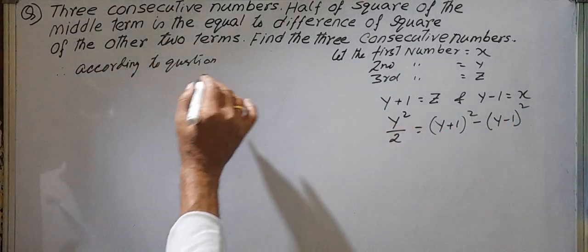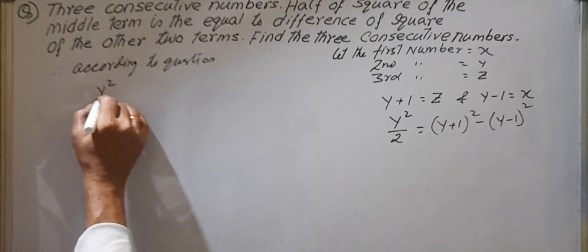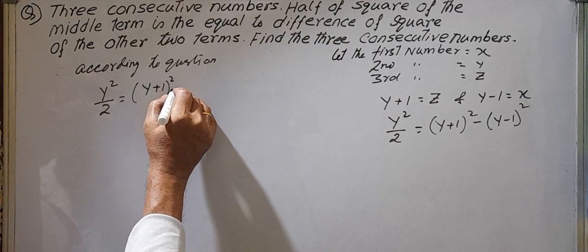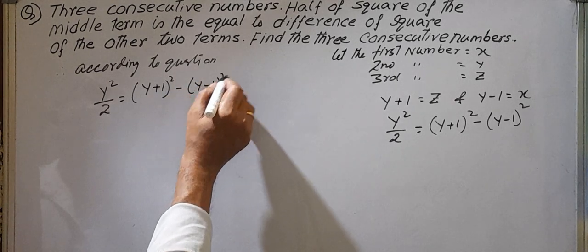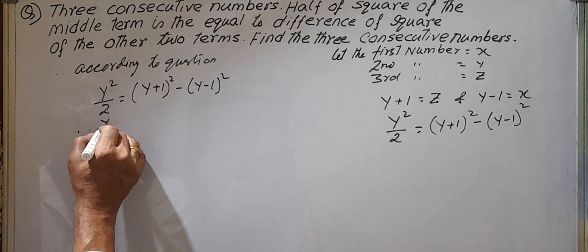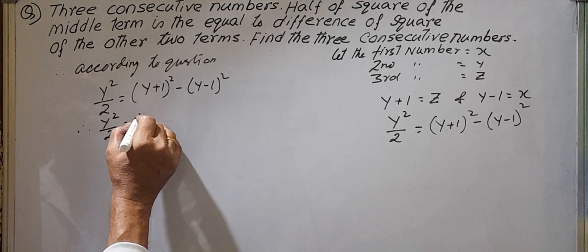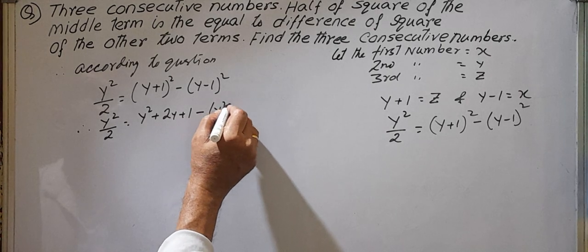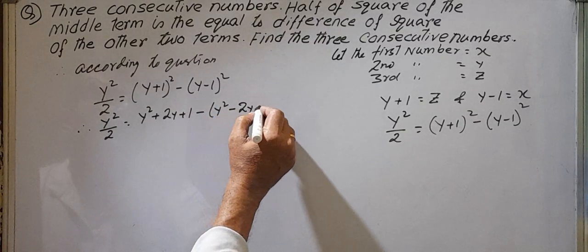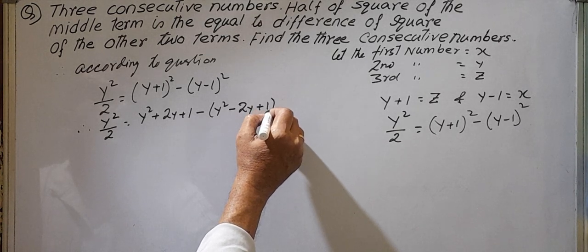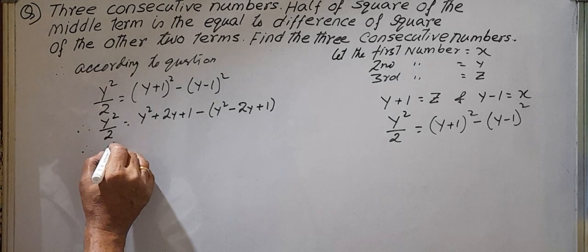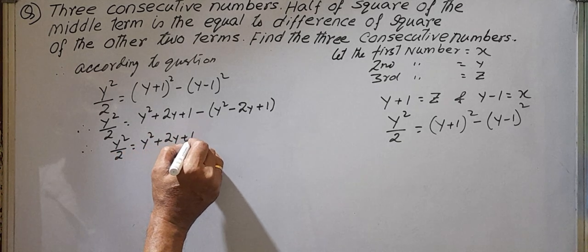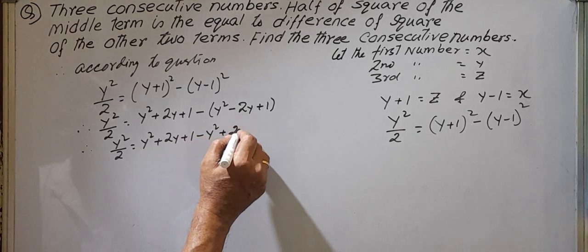Now you write it: y square by 2 equals y plus 1 whole square minus y minus 1 whole square. Now you expand it. Therefore y square by 2 equals y square plus 2y plus 1, minus, in brackets, y square minus 2y plus 1. So again, y square by 2 equals y square plus 2y plus 1 minus y square plus 2y minus 1.